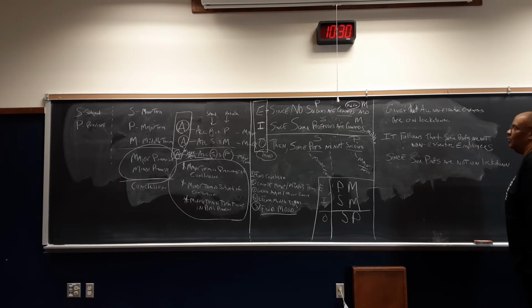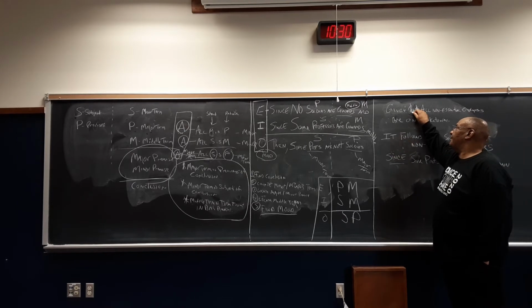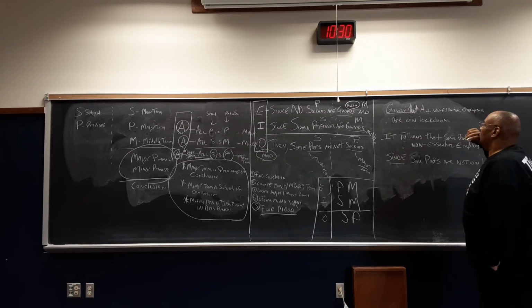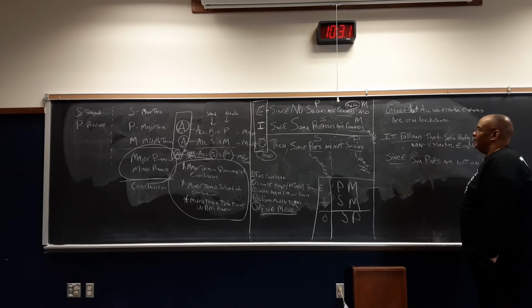Now, what's the first thing we gotta do? Find the conclusion, right? Well, "given that," we know is a premise. "Since," we know is a premise. These are premise indicators. So our conclusion is going to be what? "It follows that." So this is going to be my conclusion. We see it's not in proper order, right?